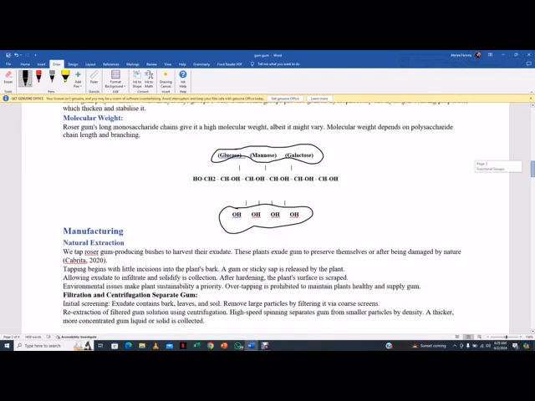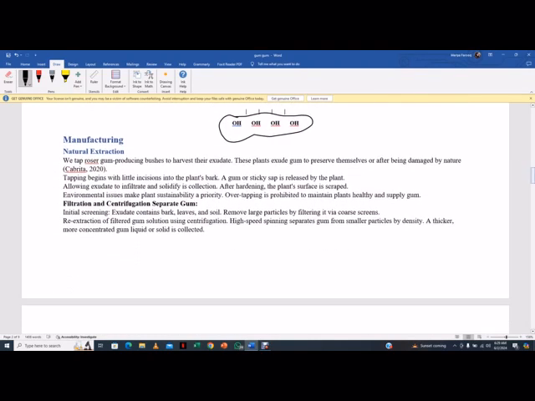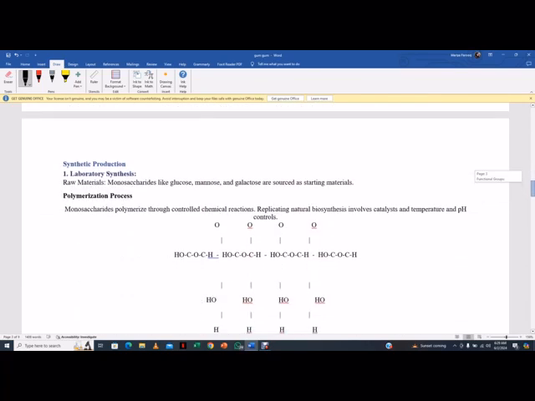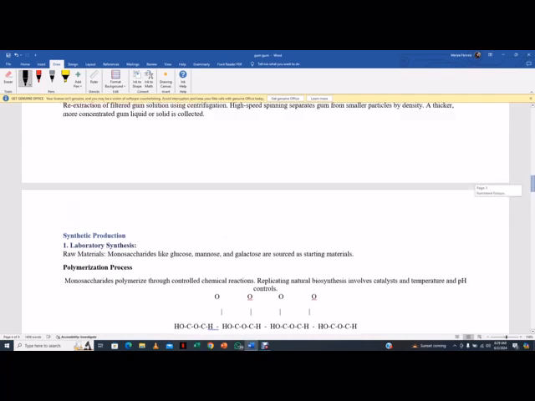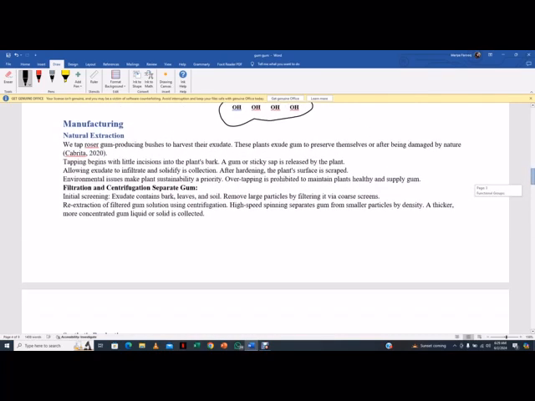Next is the manufacturing. In manufacturing, I mention two processes. First is natural extraction, and second is laboratory synthesis or synthetic production. First, I'm going to tell you about the natural extraction.